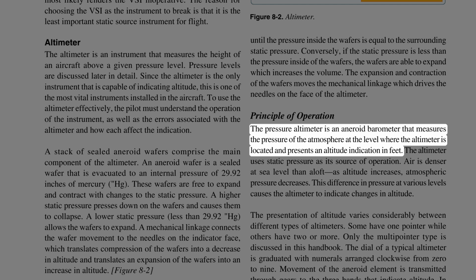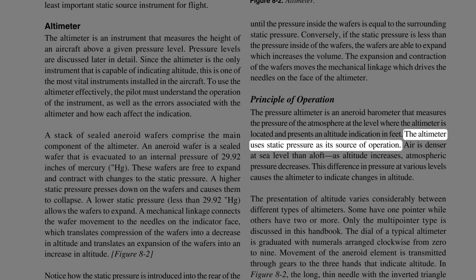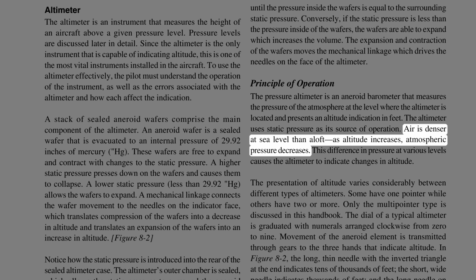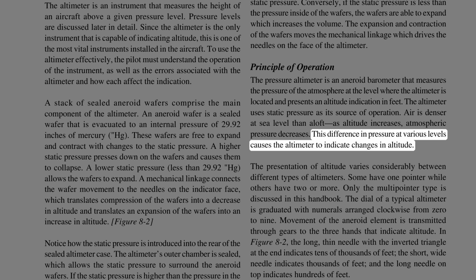Principle of operation. The pressure altimeter is an aneroid barometer that measures the pressure of the atmosphere at the level where the altimeter is located and presents an altitude indication in feet. The altimeter uses static pressure as its source of operation. Air is denser at sea level than aloft. As altitude increases, atmospheric pressure decreases. This difference in pressure at various levels causes the altimeter to indicate changes in altitude.